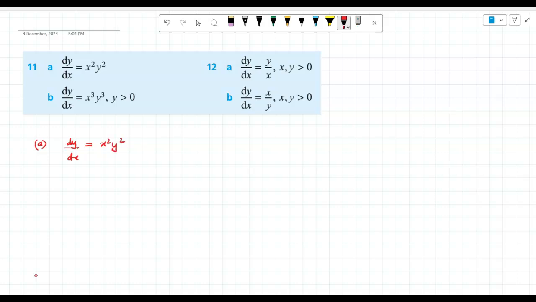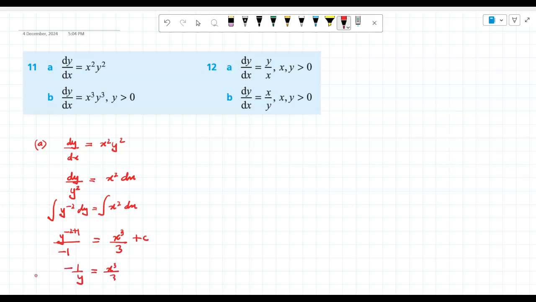So cross multiply to make it variable separable. You can take all the terms in y on one side, x on the other side. So y raised to minus 2 dy is equal to x square dx. Integrate both the sides. So y raised to minus 2 plus 1 upon minus 1 is equal to x cube upon 3 plus c. So minus 1 over y is equal to x cube upon 3 plus c.